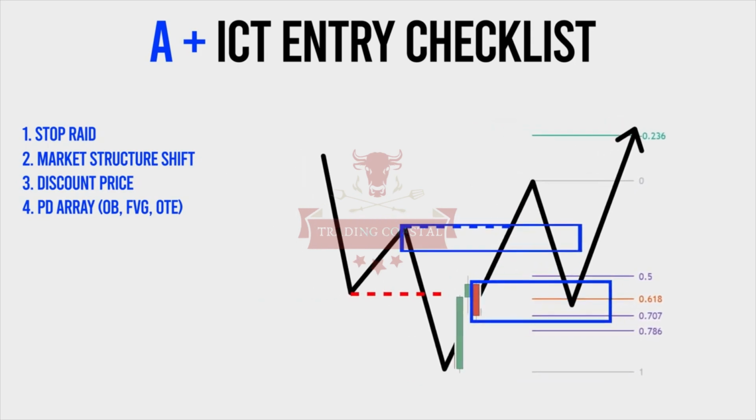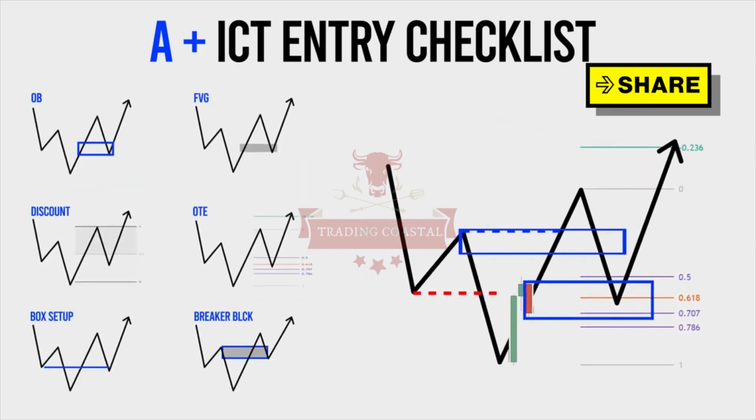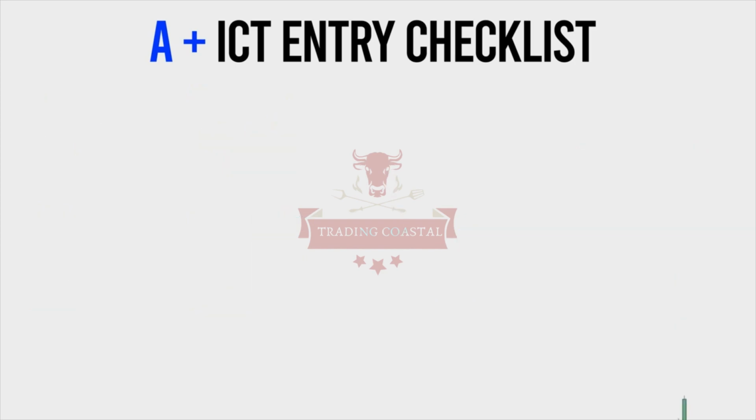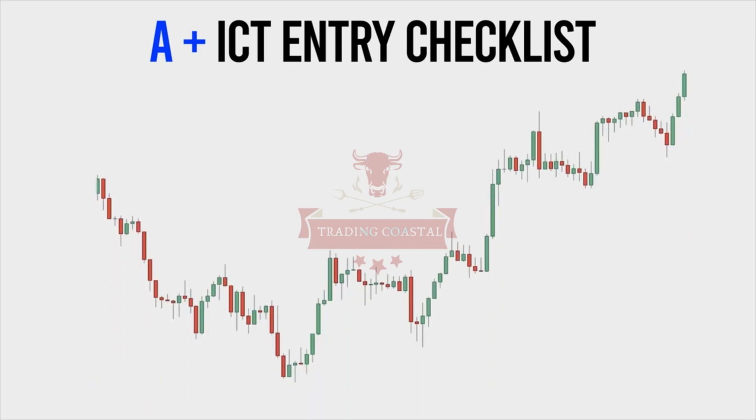To avoid confusion, let me elaborate on each individual concept within this checklist. While each concept can be utilized as a standalone entry model, I prefer combining 1, 2, or 3 of these concepts in my personal trading strategy. For instance, I may seek an order block combined with an optimal trade entry, or a fair value gap coupled with an optimal trade entry. There are numerous ways to blend these concepts, and I simply follow my instincts to determine the most suitable approach. Now let's examine some examples where I will demonstrate each concept individually or in combination.